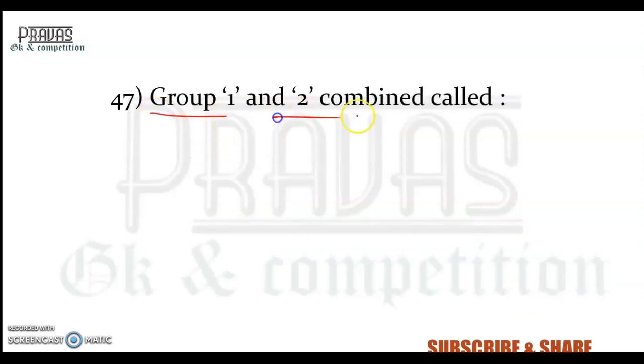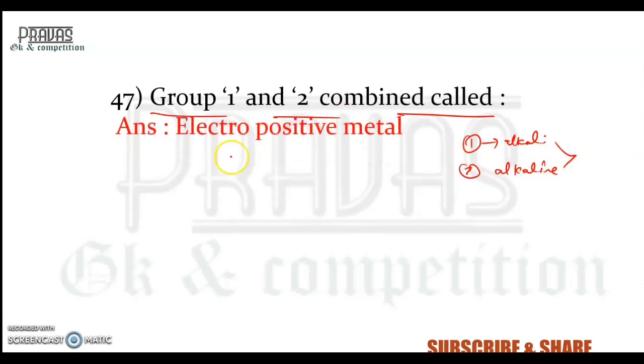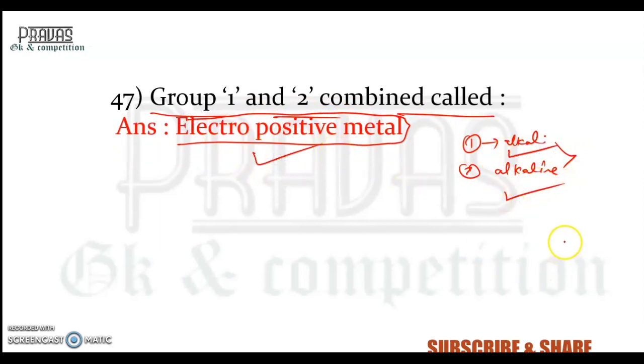Groups 1 and 2 combined are called electropositive metals. Group 1 is called alkali metals. Group 2 is called alkaline earth metals, and they are combinedly called electropositive metals.